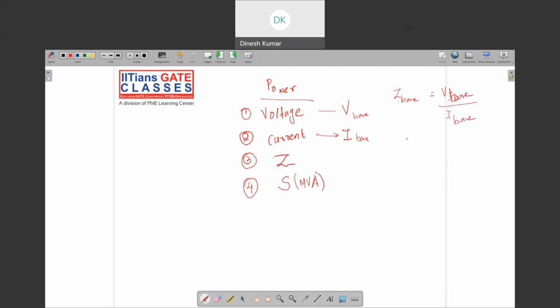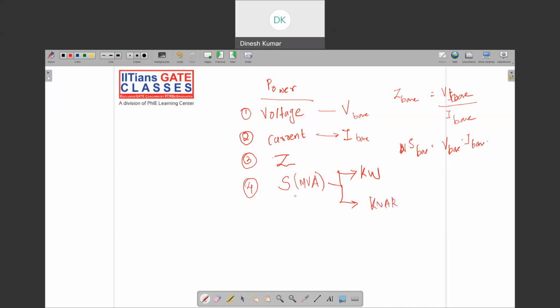Similarly, what is MVA or S base? S base will be V base into I base. You should remember this. This S base covers real power and reactive power. So there is no kW base. There is only S base, or MVA base. There is no kVA base, because kW is actually a factor of this one. That's why we are taking the whole S base. And there is no kVAR base.